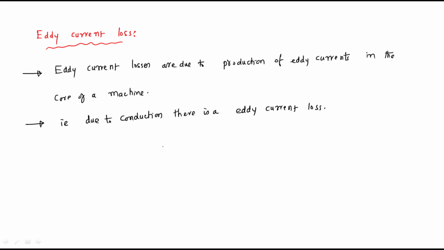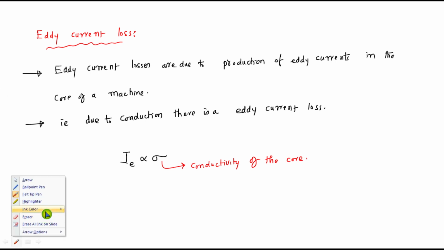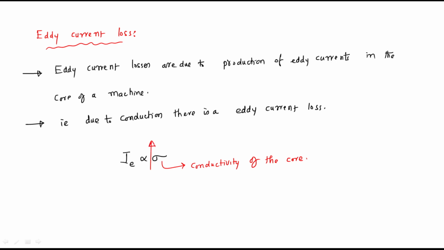The EMF induced in the transformer or any machine core, due to flux reversals in the core, causes the eddy currents to flow, right? So eddy current is proportional to the conductivity of the core. The more the conductivity of the core, the more the eddy current loss. If the conductivity is more, obviously we are going to get more eddy current losses.